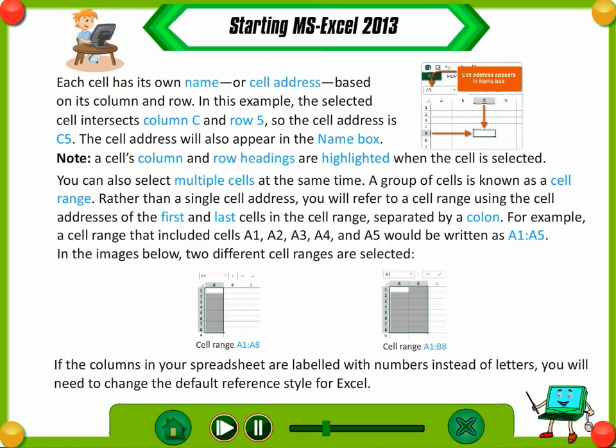Rather than a single cell address, you will refer to a cell range using the cell addresses for the first and last cells in the cell range separated by a colon. For example, a cell range that includes cells A1, A2, A3, A4 and A5 would be written as A1:A5. In the images below, two different cell ranges are selected. Cell range A1:A8, cell range A1:B8. If the columns in your spreadsheet are labeled with numbers instead of letters, you will need to change the default reference style for Excel.